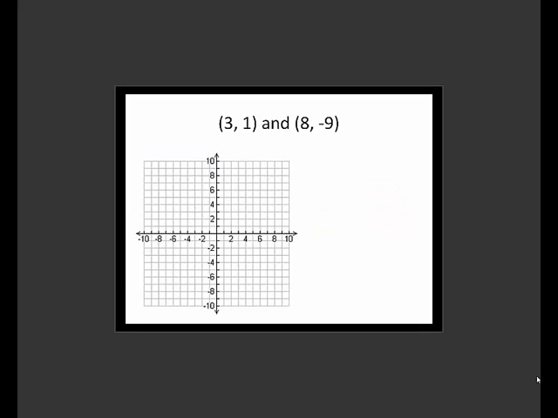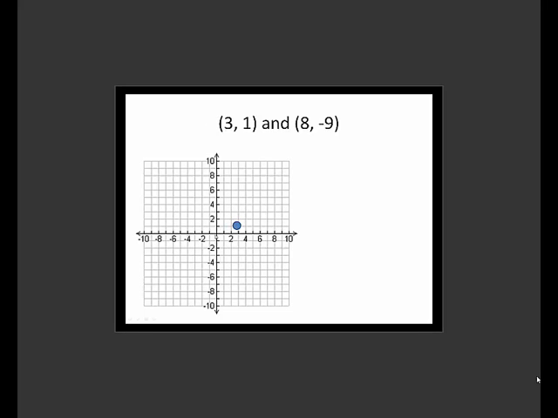Now, I can graph these pairs on a grid. So the first one, (3, 1). I always start at the origin, and the first coordinate is telling me my horizontal location. If it's negative, I go left. If it's positive, I go right. So I walk all the way to the 3 here. But I don't stop, because my next coordinate is my y coordinate, and that tells me my vertical location. If it's positive, I go up. If it's negative, I go down. And I'm going up, so I stop at (3, 1).